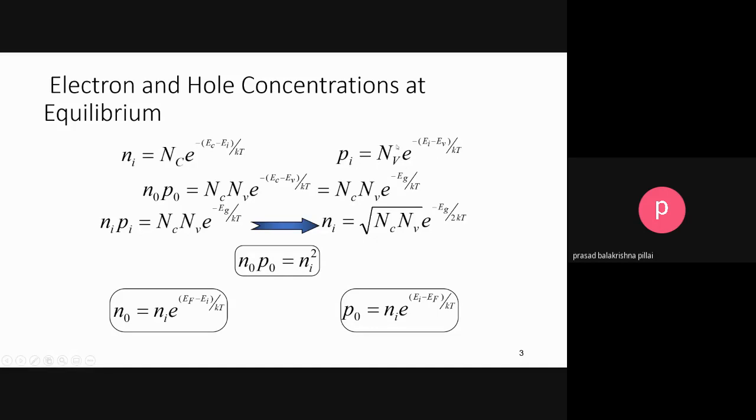Similarly, for intrinsic hole concentration, Nv is the density of states in the valence band, and then this is the probability function. And then we have seen that the product will be this, and this is a constant because it depends on the Eg, and it will be dependent only on temperature. So this is one important relation we have to keep in mind. This is known as the law of mass action.